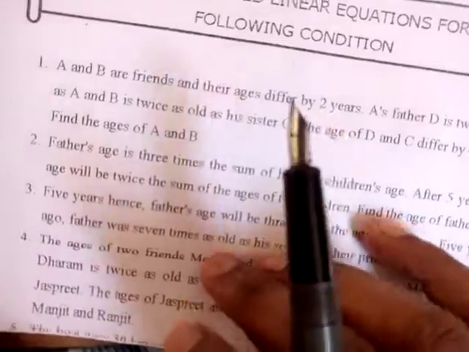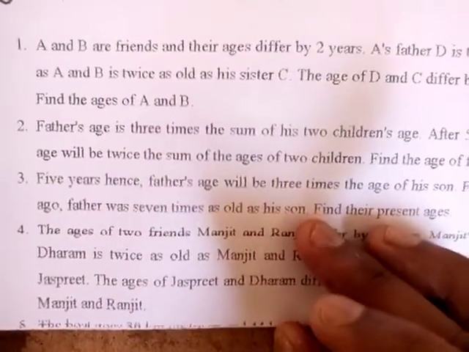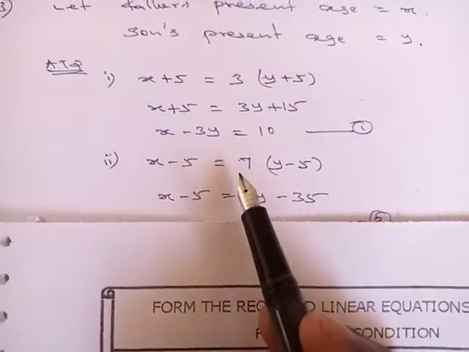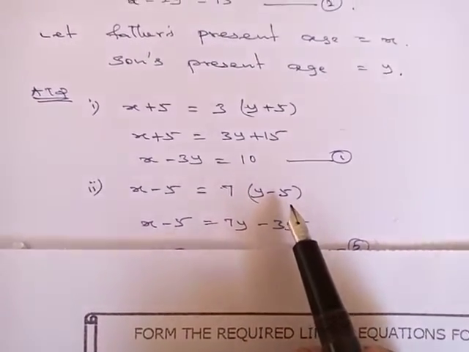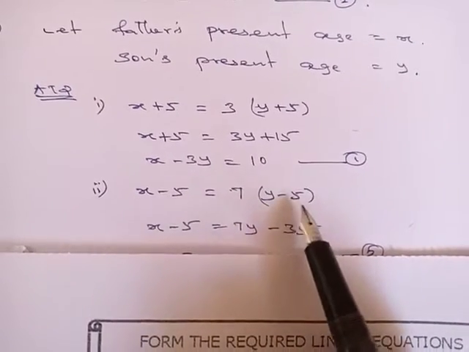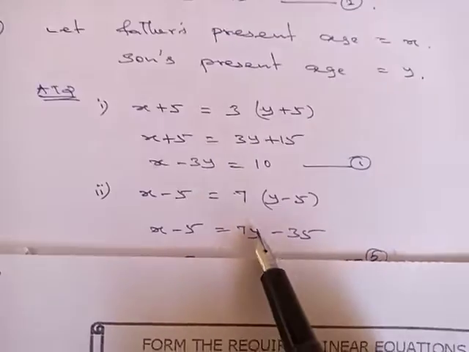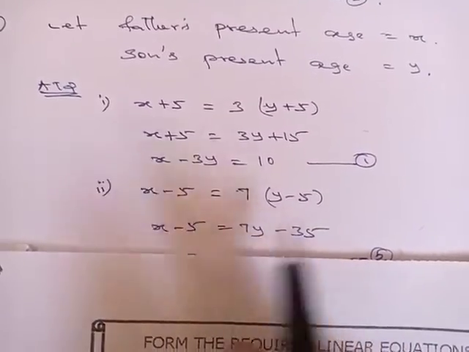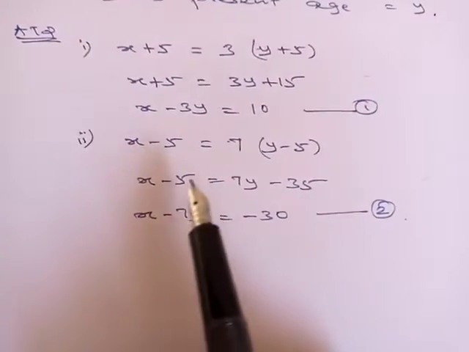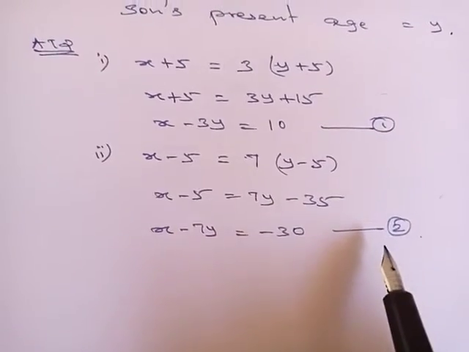5 years ago, the father's age was 7 times his son's. So before 5 years means x minus 5 is equal to 7 times the son's age 5 years ago, that is y minus 5. So 7 times y minus 5. Multiply this, 7y minus 35. Bring this 7y to this side. So x minus 7y is equal to minus 30. Bring this minus 5 to this side as plus 5. So this becomes minus 30, the second equation.